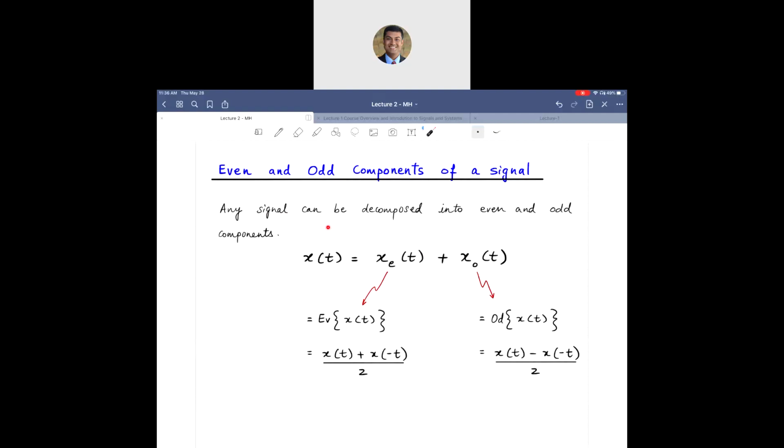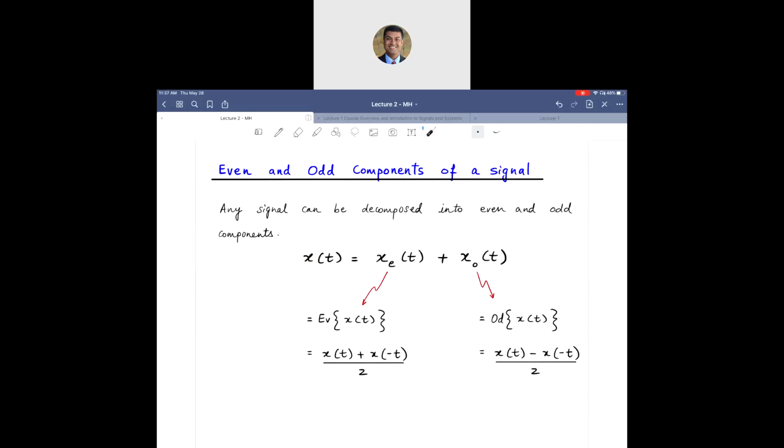So a signal can be decomposed into its even and odd components. The even component of a signal, we are representing that as x sub e, the odd component of the signal we are representing as x sub o. The even component of x of t is defined as x of t plus x of minus t divided by 2. So there is a division, so there's an adjustment of amplitude, but we also need to do x of t and then add it to the x of minus t. For the odd part of x of t, we do x of t minus x of minus t divided by 2.